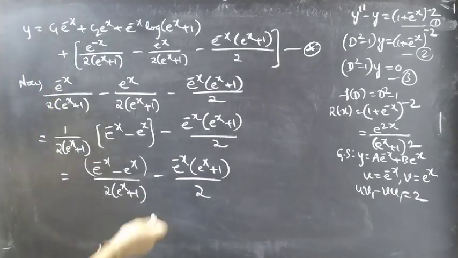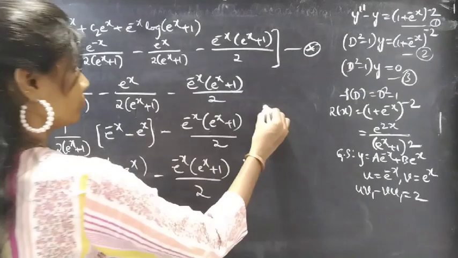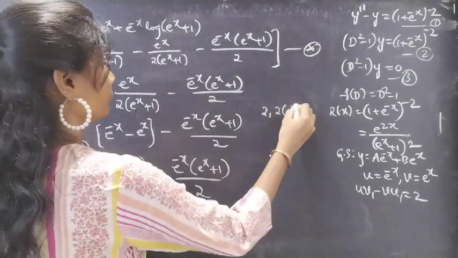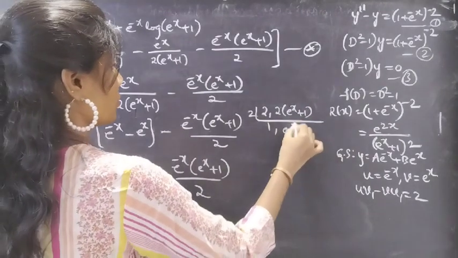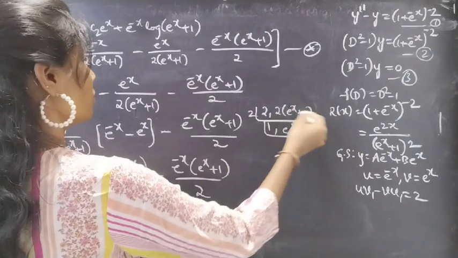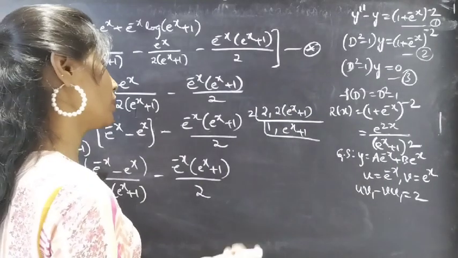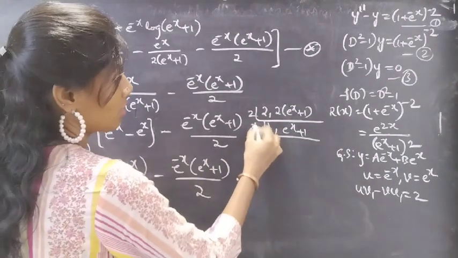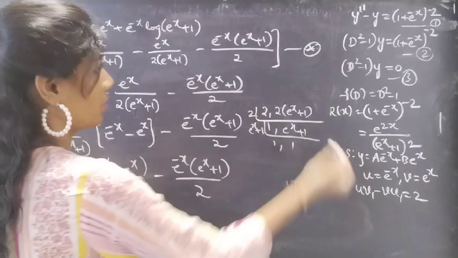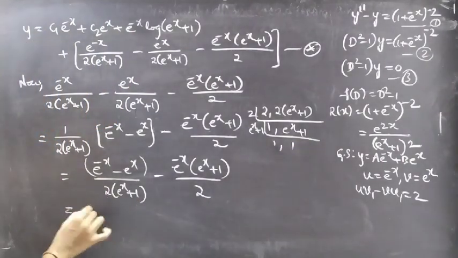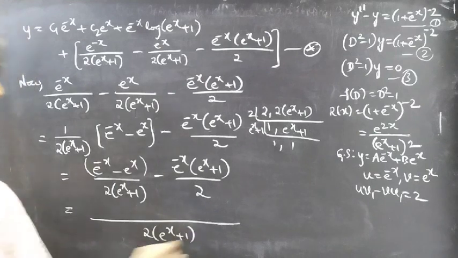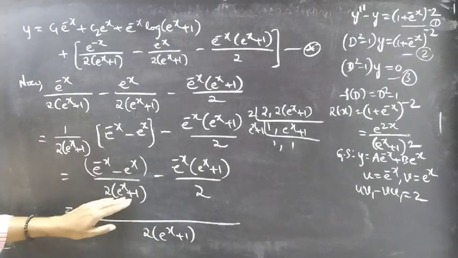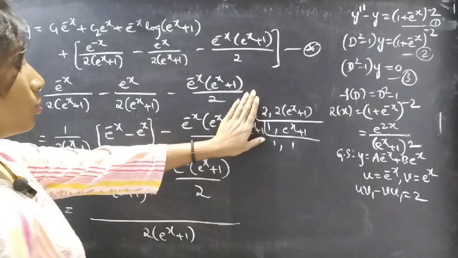Now take the LCM of 2 and 2 times (e^x + 1). 2 ones are 2. 2 into (e^x + 1) is 2(e^x + 1). (e^x + 1) into 1 is e^x + 1, right? So our LCM is 2(e^x + 1). In the denominator of the first term, you're having 2(e^x + 1).